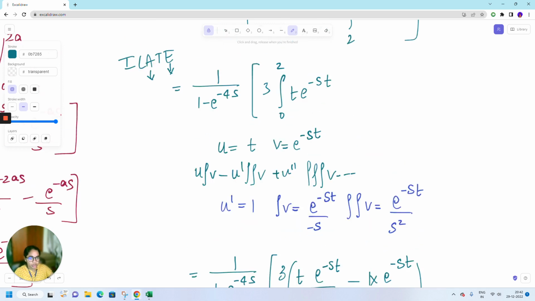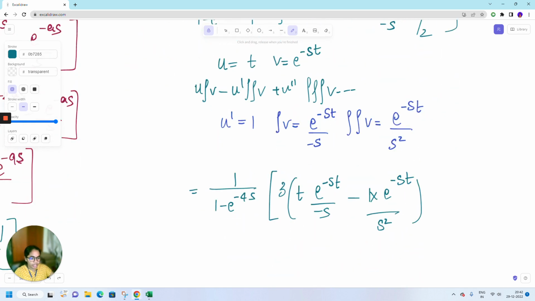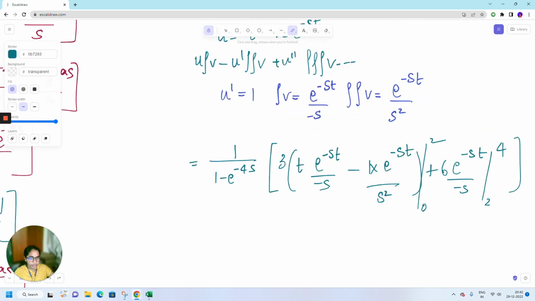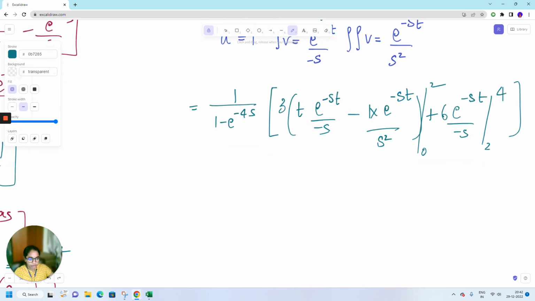Okay, so what do we have? Like the second integral, what happens to that? 6 is a constant, I'll take it out. e power minus st divided by minus s. Limits are from 2 to 4. Okay, so in the next step I'll just write it as it is, minus s from 2 to 4. The first integral is from 0 to 2. Okay, so let me apply the limits. We apply the limits for t, right? Because we integrated with respect to t.